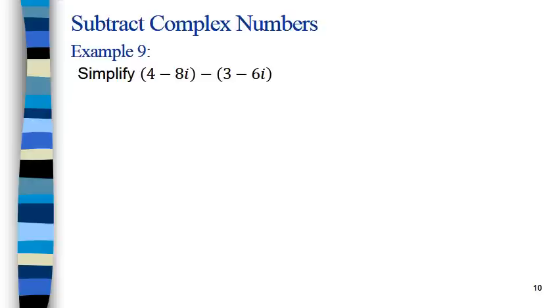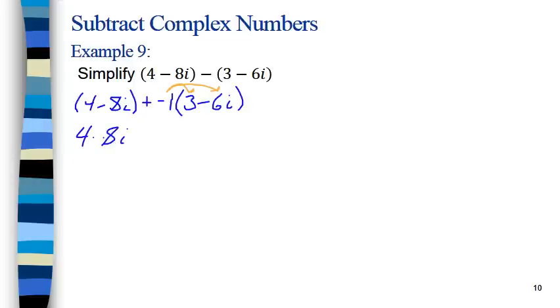Okay, so when we subtract complex numbers, remember that we can think of subtraction as adding a negative. So really we could think of this as 4 minus 8i plus negative 1 times 3 minus 6i. And if that's the case, then we can just distribute this negative 1 into this quantity here, and then the associative rule applies. So we can think of it as 4 minus 8i minus 3, because negative 1 times 3 is negative 3. Negative 1 times negative 6i is plus 6i.